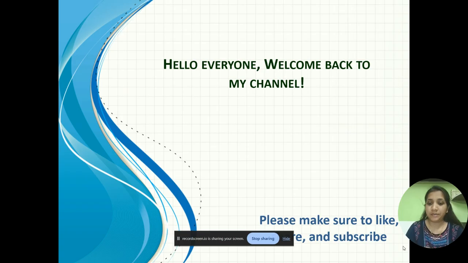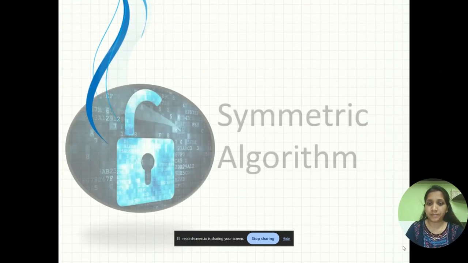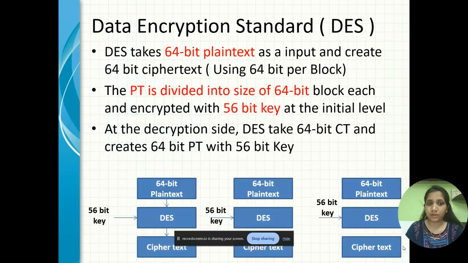Let's dive into Symmetric Algorithm. So, data encryption standard, that is DES. Data encryption standard takes 64-bit plain text as an input and creates 64-bit ciphertext using 64-bit per block. So, the plain text is divided into 64-bit blocks, each encrypted with a 56-bit key at the initial level. At the decryption side, DES takes 64-bit ciphertext and creates 64-bit plain text with a 56-bit key.